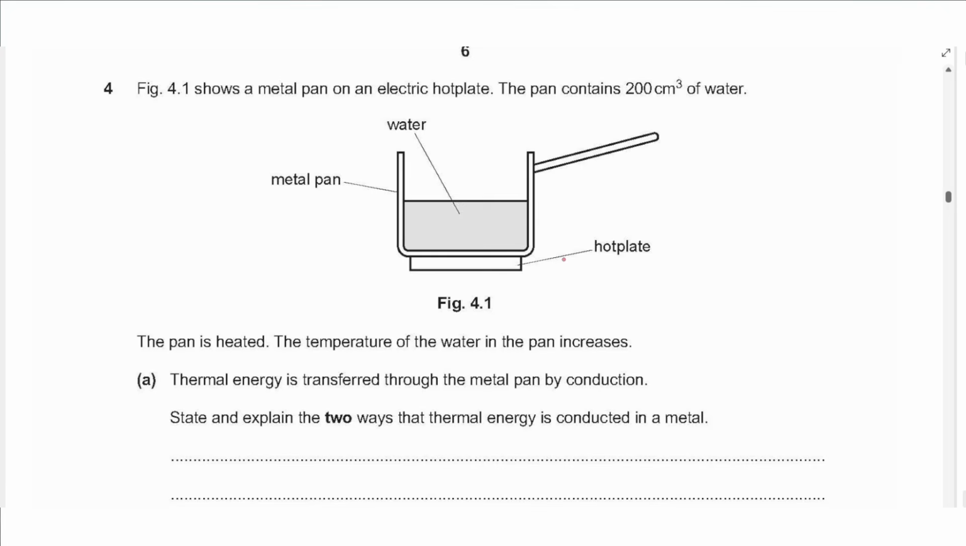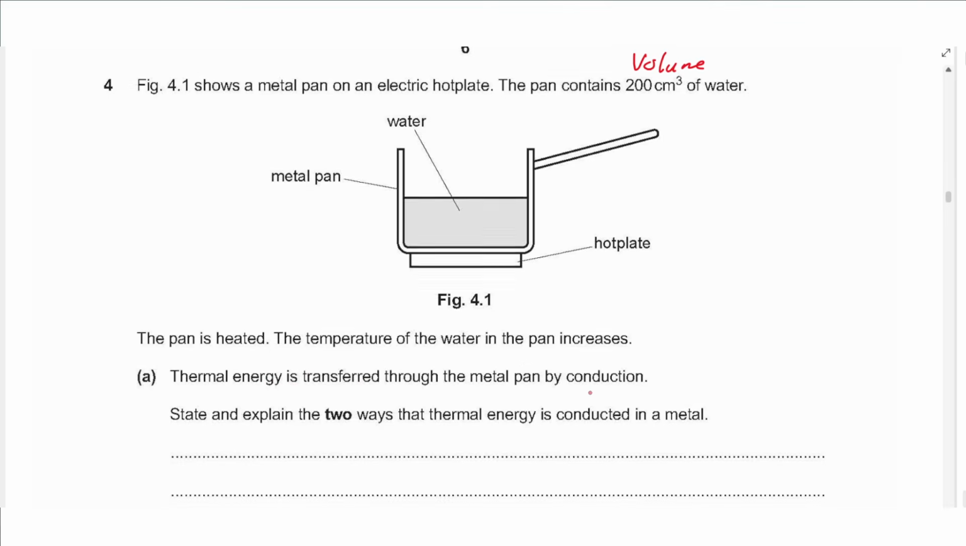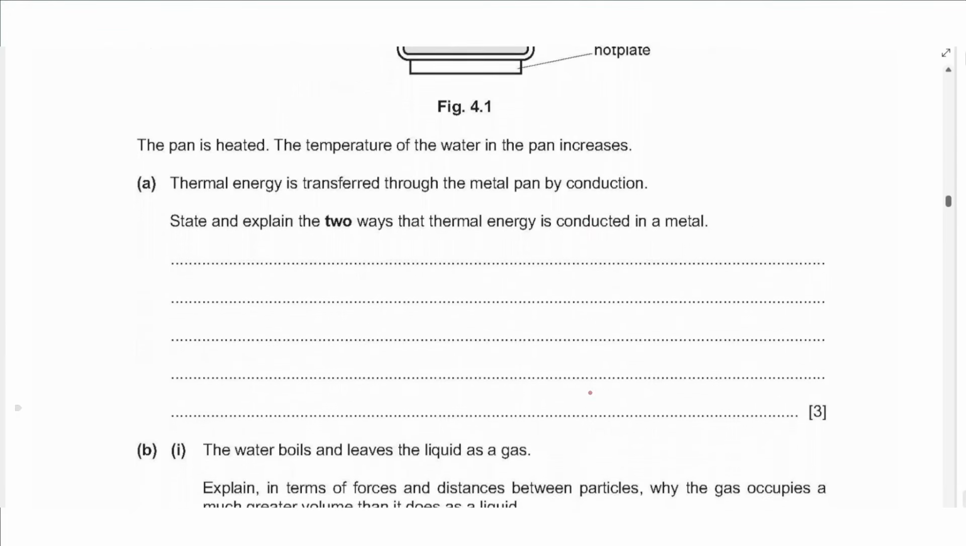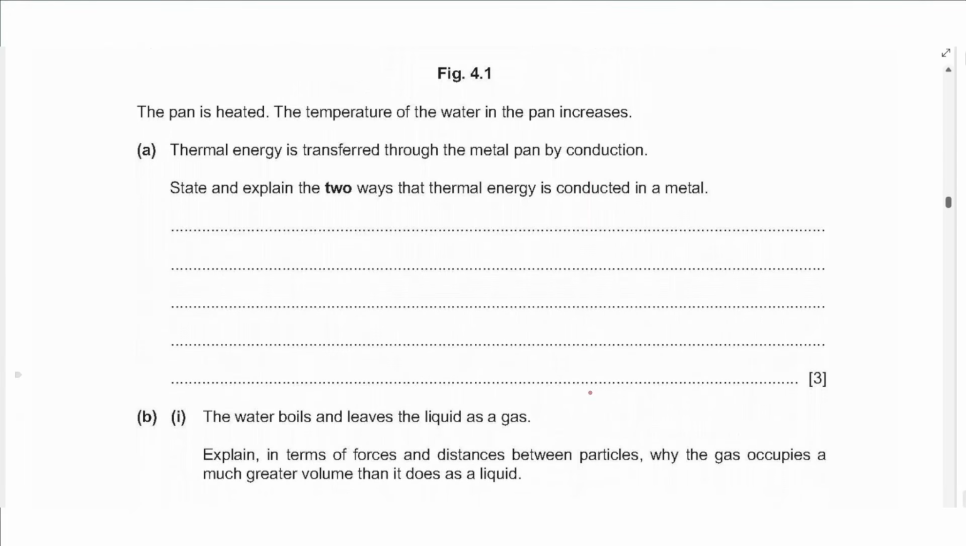Question 4 says figure 4.1 shows a metal pan on an electric hot plate. The pan contains 200 centimeter cubed of water. That's volume, as a given. The pan is heated. The temperature of the water in the pan increases. Thermal energy is transferred through the metal pan by conduction. State and explain 2 ways that thermal energy is conducted in a metal.